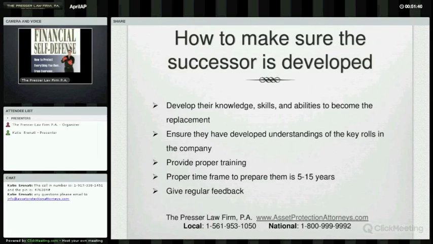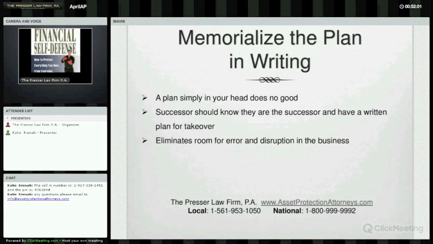And also, you've got to give yourself a proper time frame. This isn't something that should be done a month or 6 months before. I tell my clients, if you can plan 5 to 15 years out, that's really the way to do it. Now, of course, you can't always do it this far in advance, but to the extent you can, it's going to be much more helpful. And of course, you want to give regular feedback and let them know how they're doing, are they doing a good job, where they can improve, and things of that nature.